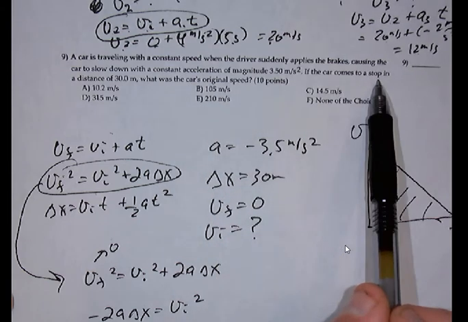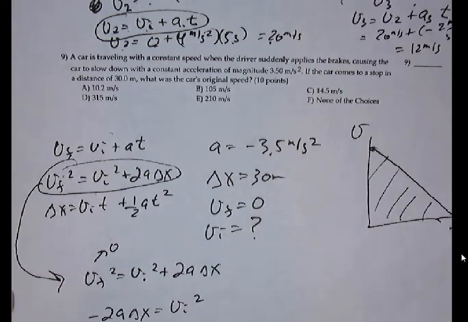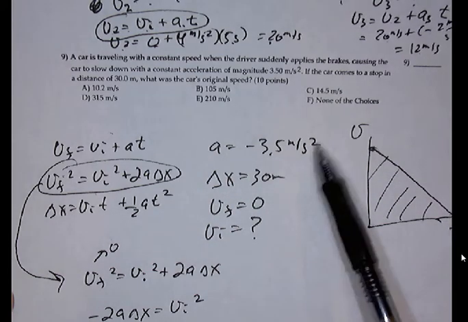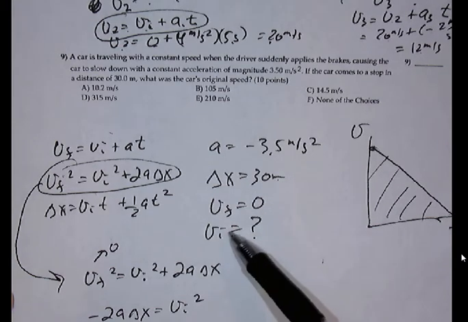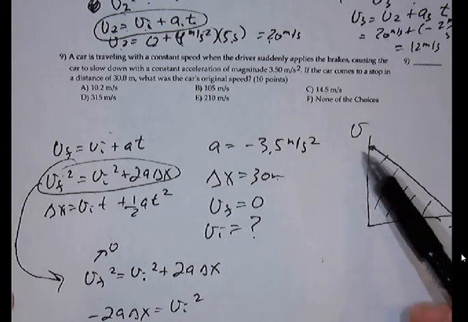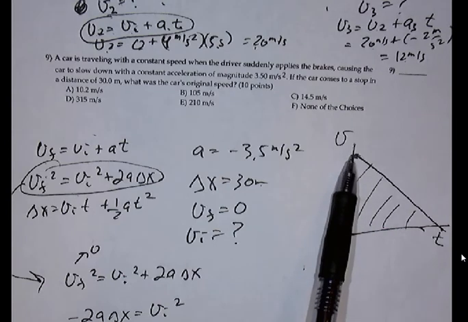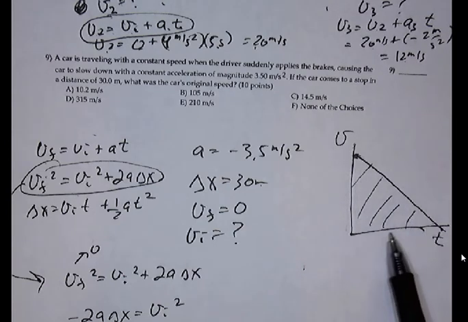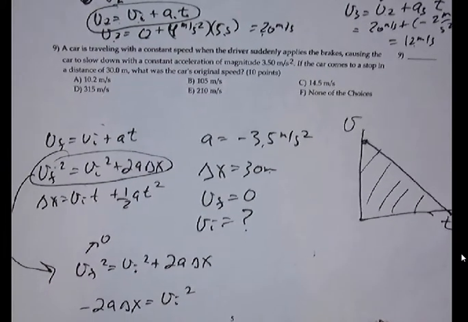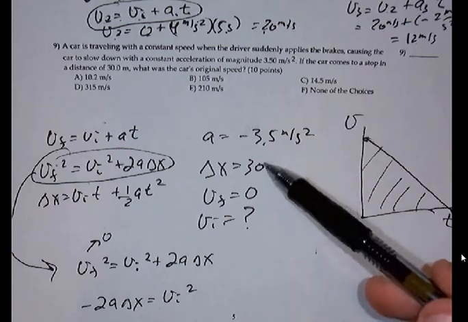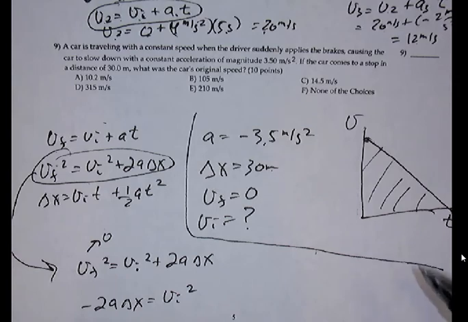Okay, so car comes to a stop means the final speed must be 0. So I've got the acceleration here, negative 3.5 meters per second squared, delta x, 30 meters, final speed 0. What did I start with? So here's what the velocity versus time graph would look like. I start here with some speed, I don't know what that is. After a certain amount of time, I've come to rest. Okay? Good, so here's the information that I have. Here's a little extra. This is probably worth 4 points out of 10 again.